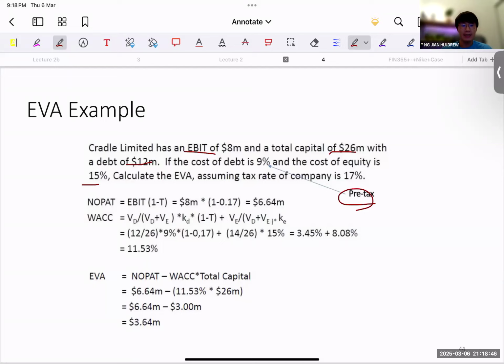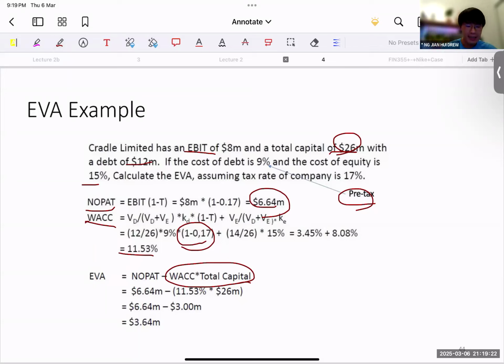So we know NOPAT is EBIT times 1 minus tax. So we calculate what the NOPAT is. We calculate what the WACC is. No difference in the WACC, in the sense that we make sure we consider the tax rate for the debt component. We got WACC, so we can calculate our EVA: we take our NOPAT minus the WACC times total capital, which is given as 26. So the calculation-wise is not super complicated, we just need to be very careful on what we choose.